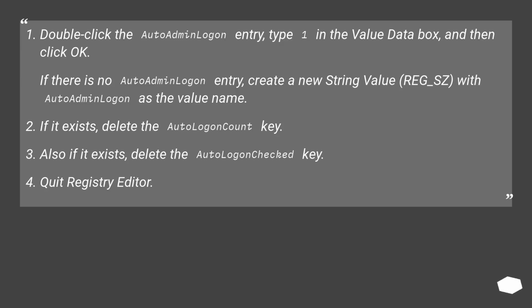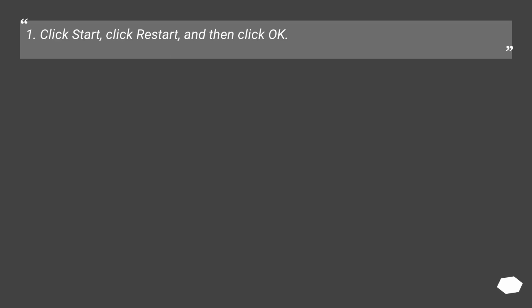Double-click the AutoAdminLogon entry, type 1 in the value data box, and then click OK. If there is no AutoAdminLogon entry, create a new string value, REG_SZ, with AutoAdminLogon as the value name. If it exists, delete the AutoLogonCount key. Also, if it exists, delete the AutoLogonChecked key. Quit Registry Editor. Click Start, click Restart, and then click OK.